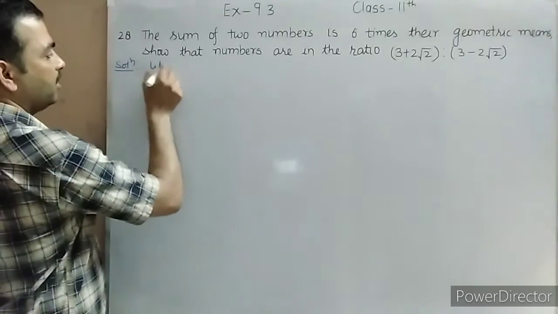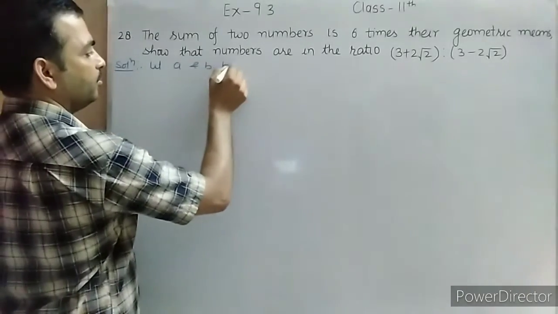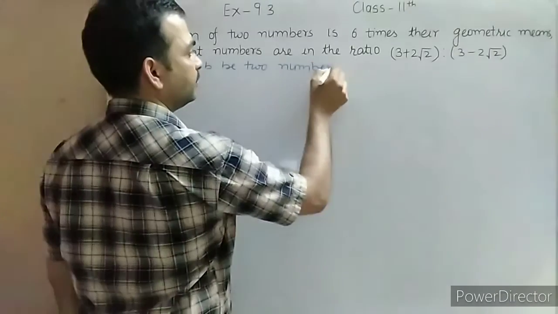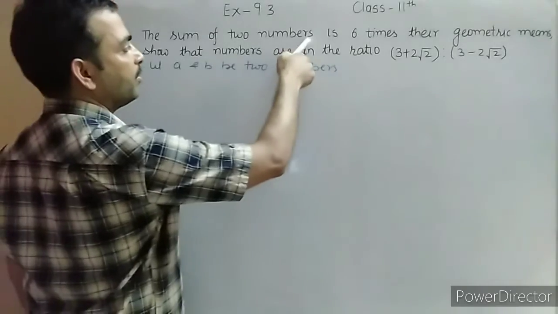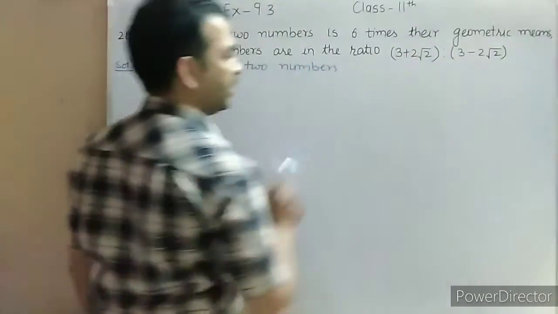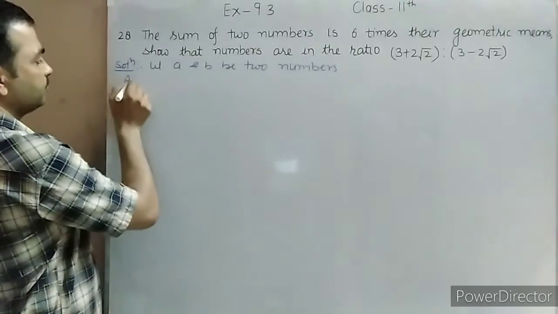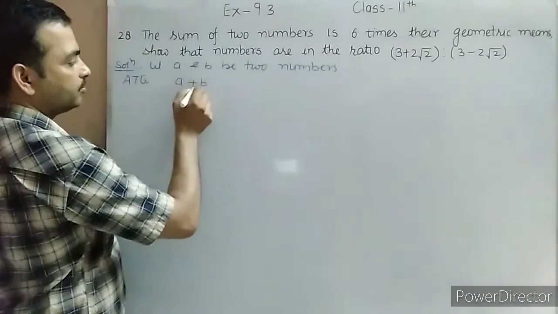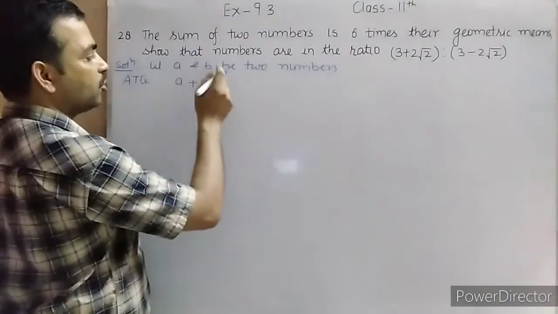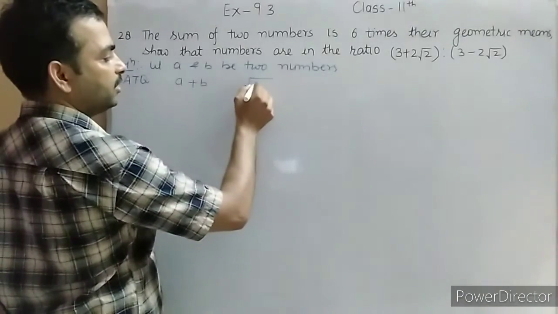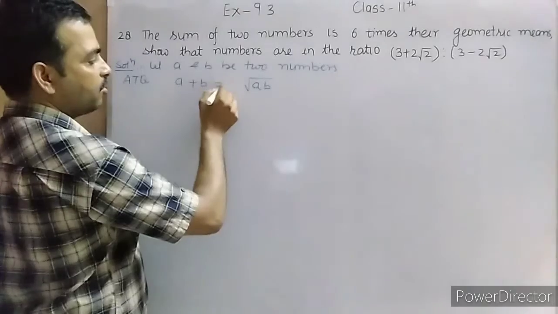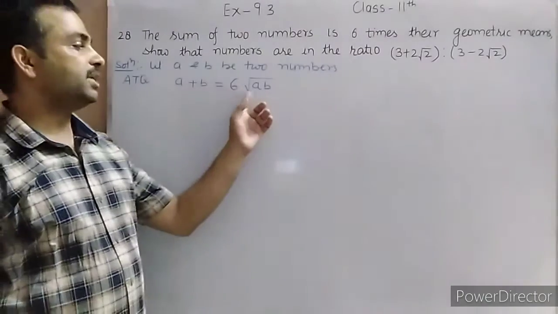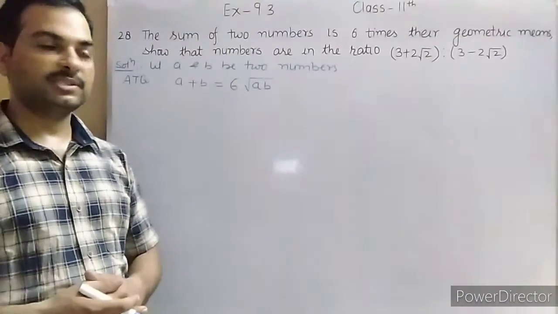Let a and b be two numbers. The sum of two numbers is 6 times their geometric mean. According to the question, the sum of these two numbers, a+b, is 6 times their geometric mean. The geometric mean is √(ab). So a+b equals 6 times their geometric mean, a+b = 6√(ab).